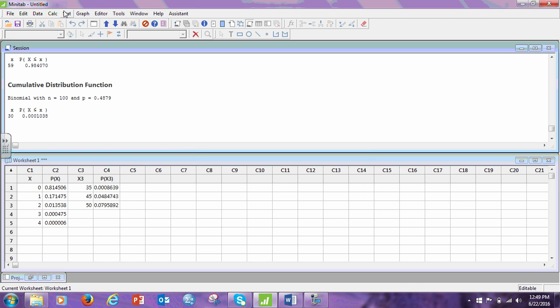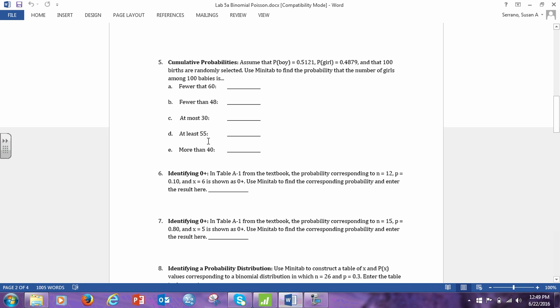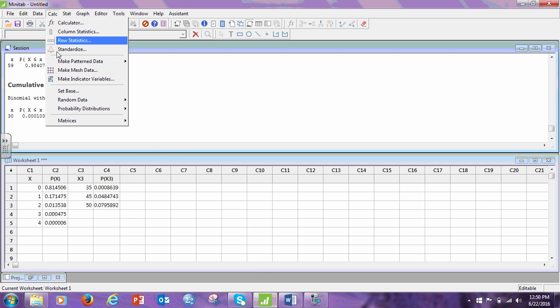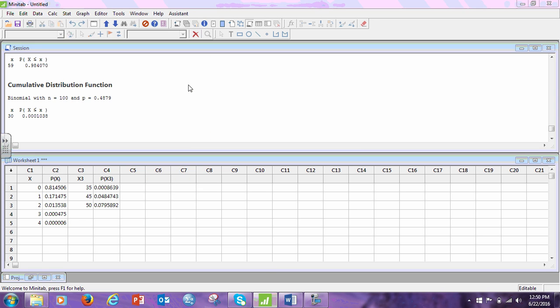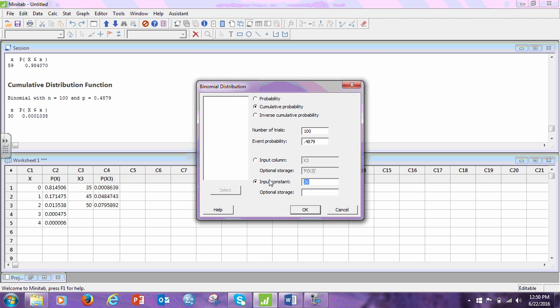Next, at least 55 means greater than or equal to 55. In the lecture on chapter 4, I discussed this and told you that if you're doing greater than or equal to, that's the same thing as 1 minus the probability that x is less than or equal to 1 less than 55, which is 54. So I'm going to go calc, probability distributions, binomial, 54.